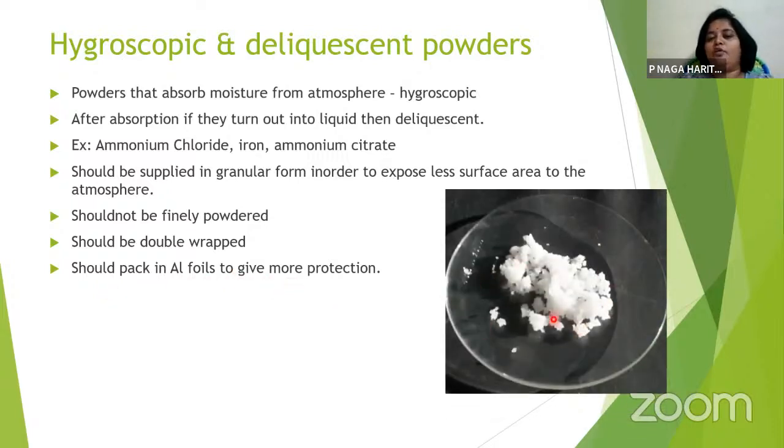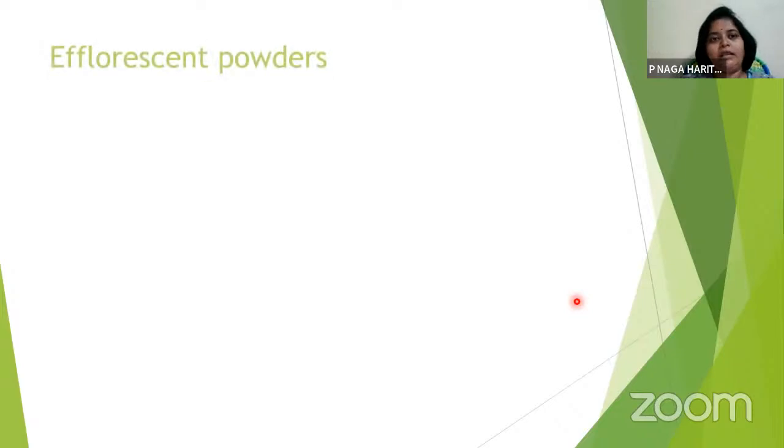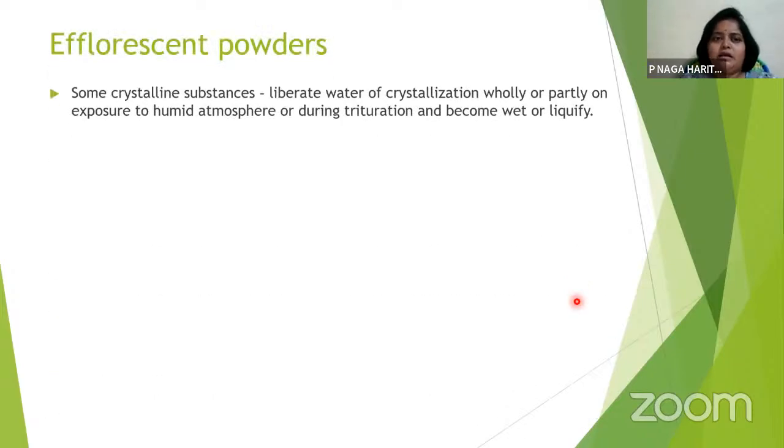So this is one example of hygroscopic and deliquescent. If you observe, it is not a free flowing powder, because it is absorbing moisture from the atmosphere, and slowly it will be converted into the deliquescent. One thing you have to remember is that all hygroscopic powders need not be deliquescent. However, all deliquescent powders will be hygroscopic in nature, right? You understand the difference between the two. Efflorescent powders.